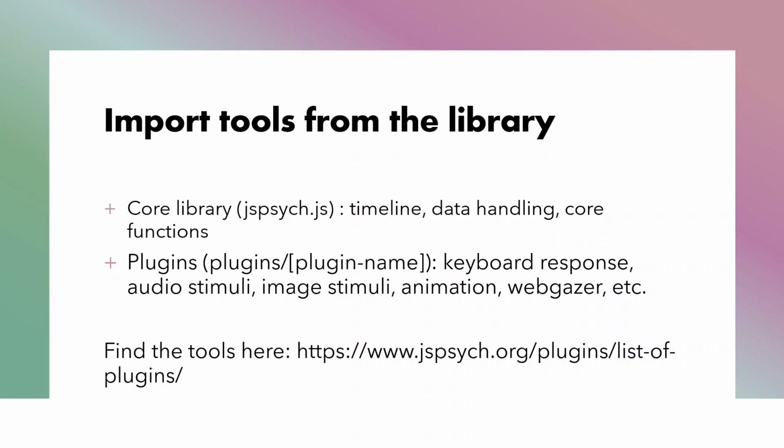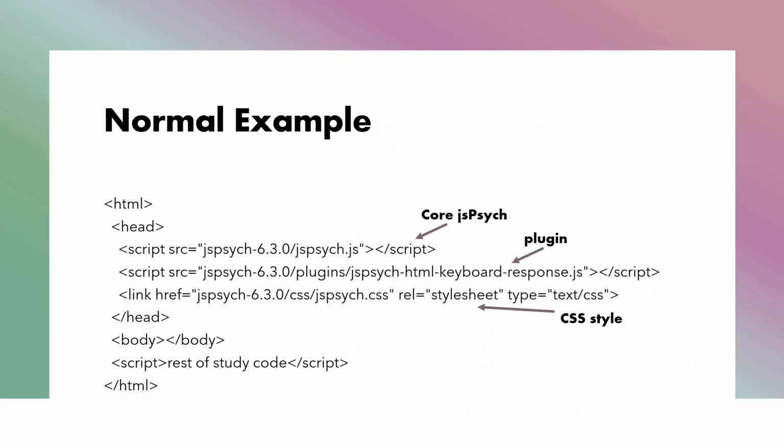You can find the list of plugins at jspsych.org/plugins/list-of-plugins. It's a very convenient list of the Legos that you have to play with in your jsPsych. So how do you actually do this in a study? Normally, if you're using just jsPsych on your own website, you set up the head. There we go, and now I have my mouse.